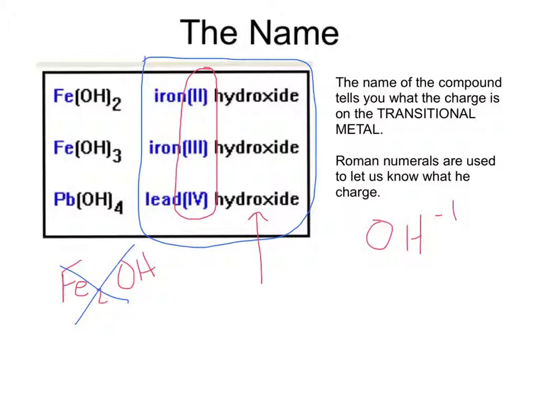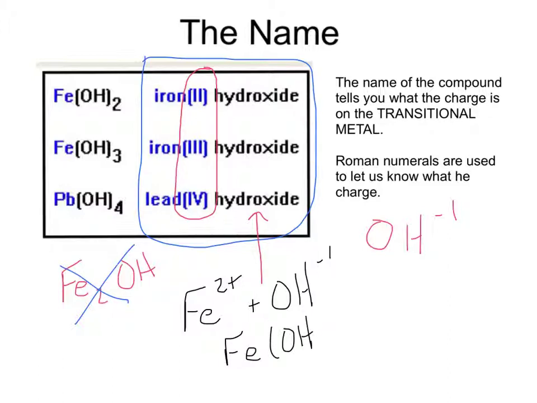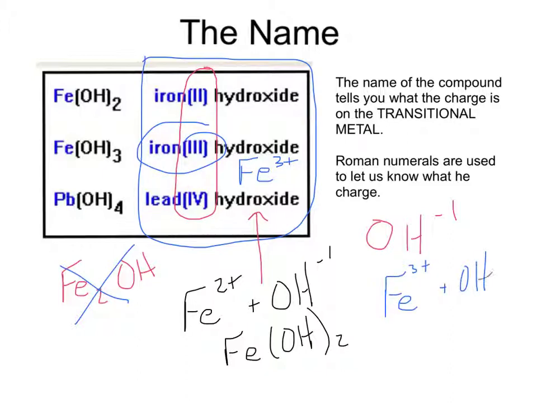What this is trying to tell us is that we have iron with a 2+ charge, combined with hydroxide, which has a -1 charge. Each one of these is going to tell us what the charge is. So if I'm looking at this one here, that shows me I have iron with a 3+ charge. The hydroxide stays the same. So now I've got iron with a 3+ charge plus hydroxide with a -1 charge.